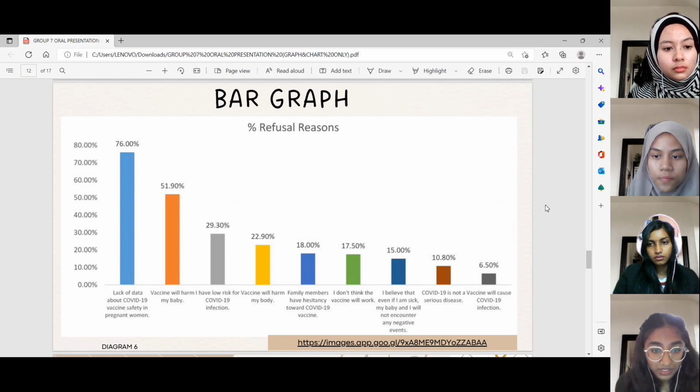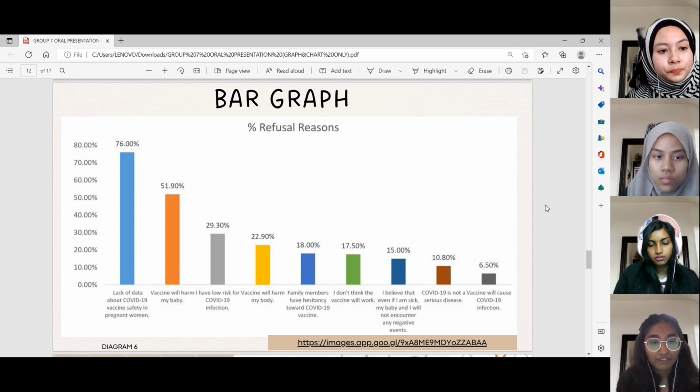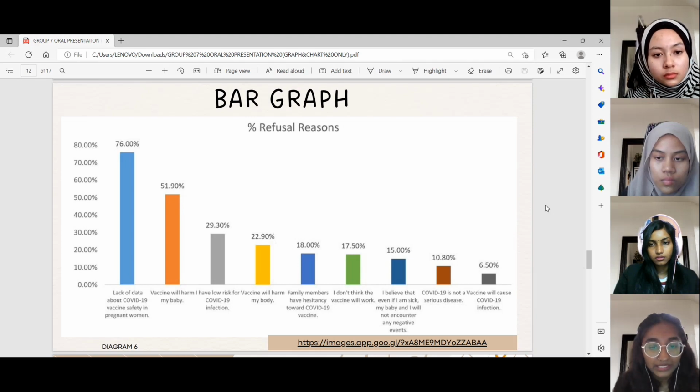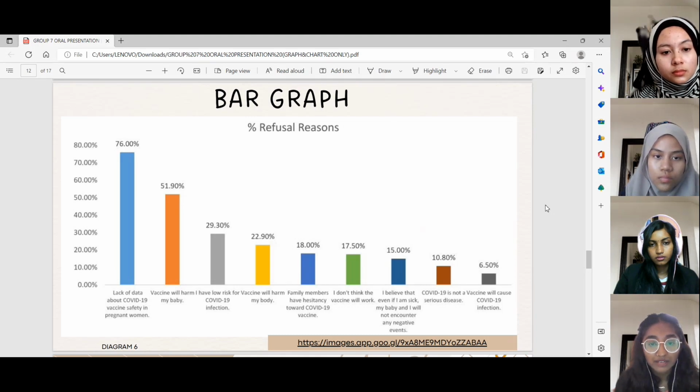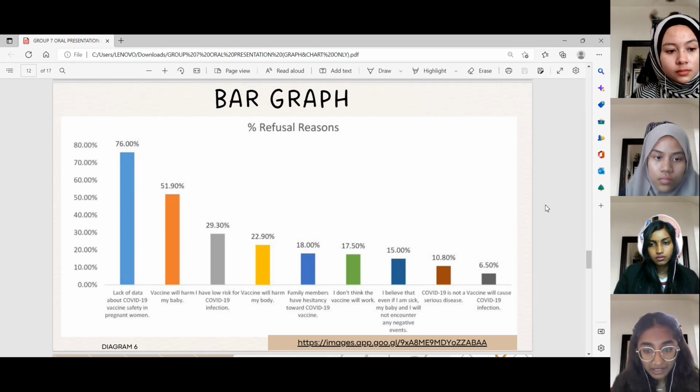The first refusal reason is lack of data about COVID-19 vaccine safety in pregnant women, and for this reason, it is 76%. Next, vaccine will harm my baby, for this, it is 51.90%. Third, I have low risk for COVID-19 infection is 29.30%. Vaccine will harm my baby will be 22.90%.